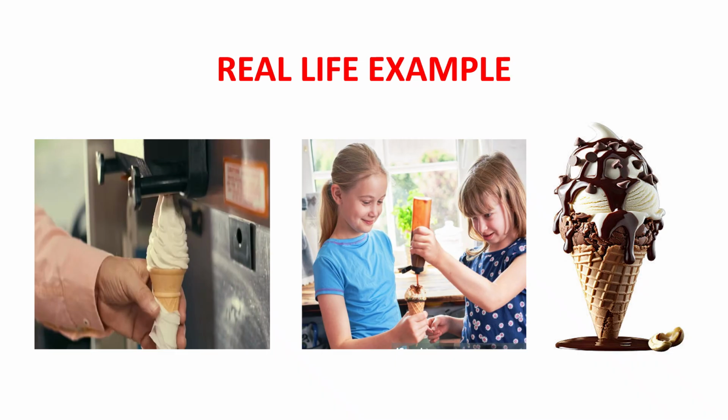Let's understand composition of functions with a yummy example. Imagine we are making an ice cream cone. First, we put ice cream in the cone. That's our first function. Let's call it f. And then we pour chocolate syrup on top. That's our second function g. Now, when we say g of f of x, it means first do f, then g. That's what composition of functions means. Doing one action after another.